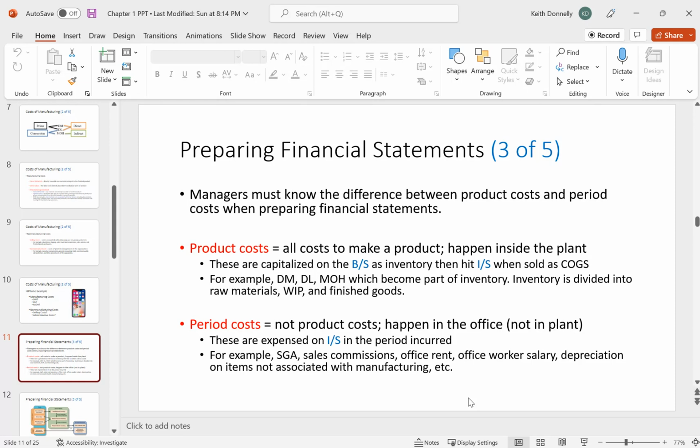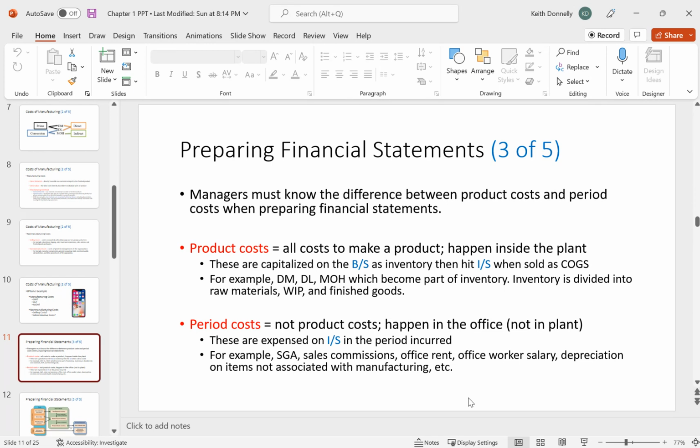The idea here is product costs are basically all those costs that go into making a product. They happen inside the plant, like the manufacturing plant. Basically what we do is things like our direct materials, our direct labor, our manufacturing overhead, all of these become part of inventory. We have that inventory account on the balance sheet. But then we would subdivide inventory into our raw materials, our WIP, our work in process, and then our finished goods inventory.